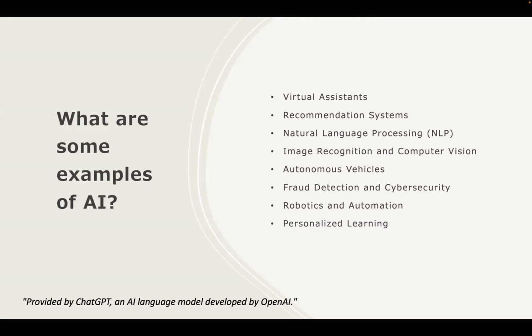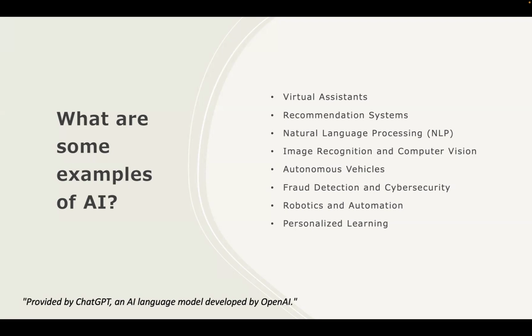Virtual assistants, that would include something like Siri or Alexa or Google Assistant. A recommendation system, that would be something like within the Netflix platform, where based on your viewing history of any kind of movie or TV show, it's going to recommend other movies or TV shows that you might be interested in, along with somewhere like an e-commerce website like Amazon. Again, based on your purchasing history, it's going to recommend other products that you may be interested in purchasing.